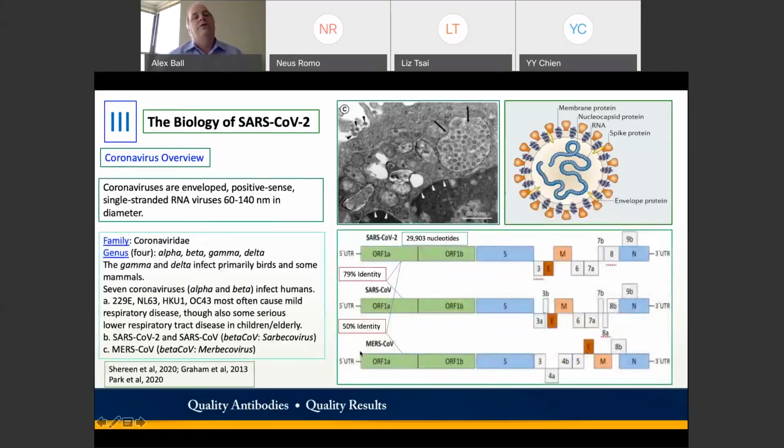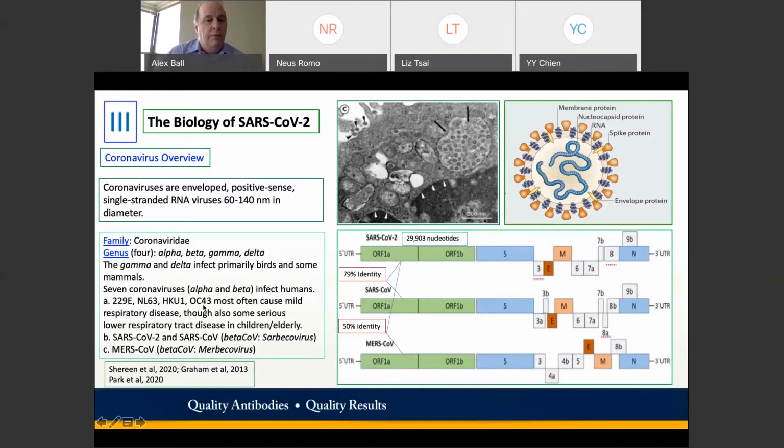If we look at the biology of SARS-CoV-2, what we know is that it's a coronavirus, of course. Coronaviruses are enveloped, positive-sense, single-stranded RNA viruses 60 to 140 nanometers in diameter. The family is Coronaviridae. There are 4 genera, alpha, beta, gamma, delta. The gamma and delta genera infect primarily birds and some mammals. There are 7 coronaviruses, some alpha and some beta, that infect humans. 7 total, as far as we know.